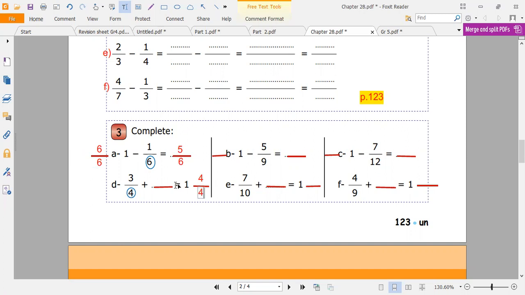4/4. Now, 3 plus what equals 4? 3 plus 1, and the denominator remains the same. 1 minus 5/9. The total is 9. So the 1 is 9/9.